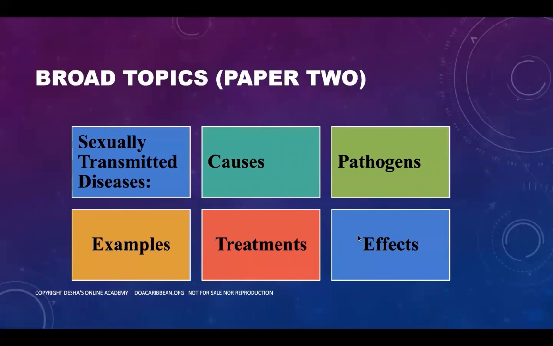Lastly, you never know, they might ask you what are some effects of sexually transmitted diseases. They do have effects if left untreated. For example, if a pregnant woman develops a sexually transmitted disease and does not treat it, then that can affect the fetus or that can affect the baby when it's born. Some can even lead to infertility.